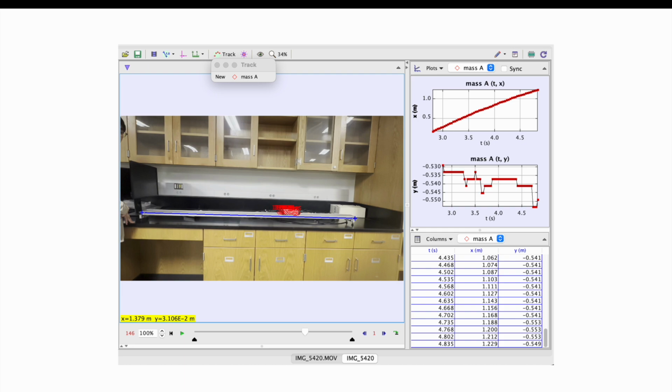Then I tracked the position of the front of the cart, frame by frame, to obtain its position versus time data. I started tracking from the moment that the hand pushing the cart was no longer in contact with the cart, which meant that the hand was no longer exerting a force onto the cart. The resulting position versus time graph appeared linear, indicating constant velocity.